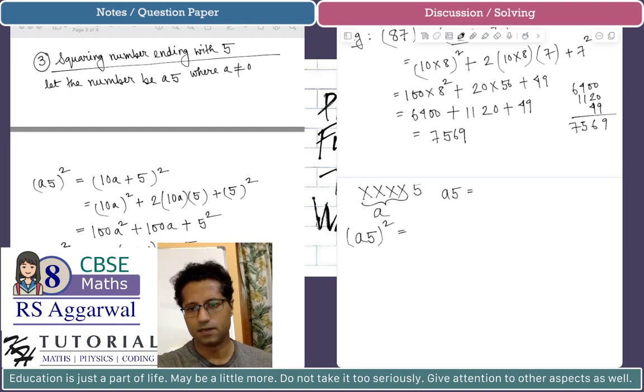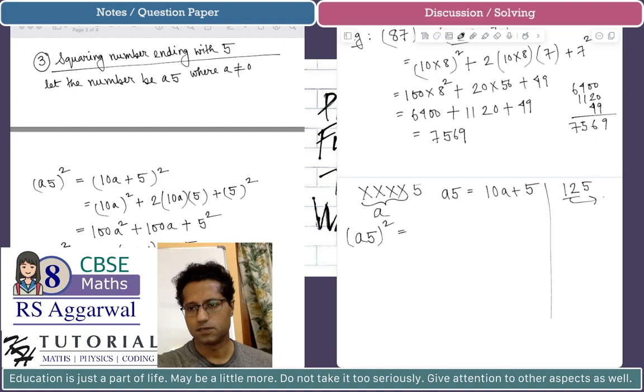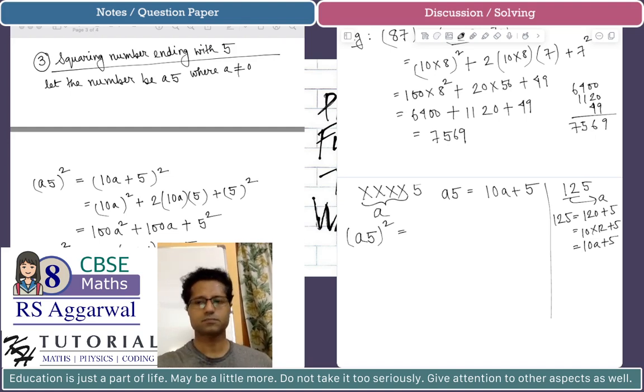A5 is ultimately 10 into a plus 5, because you see, let's say the number is 125. This is a. So 125 we know we can write as 120 plus 5. So this is equal to 10 into 12 plus 5. So this is clearly 10a plus 5.